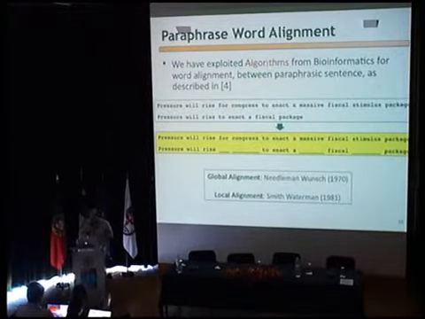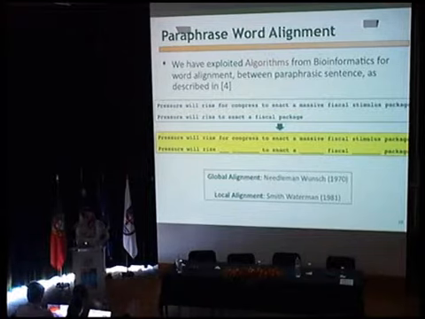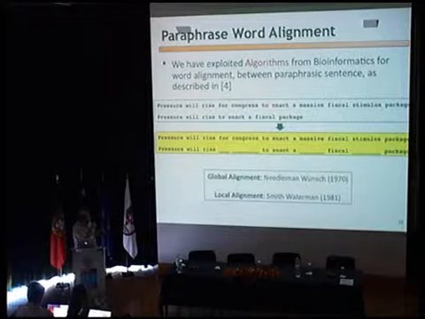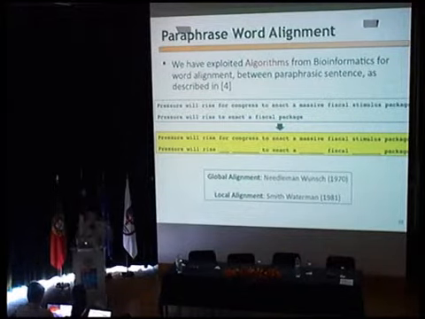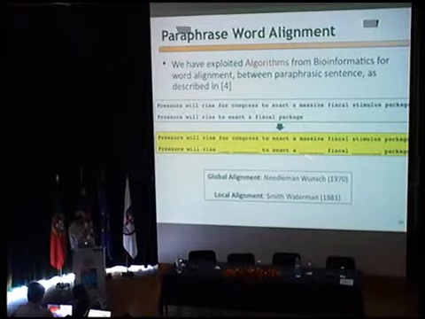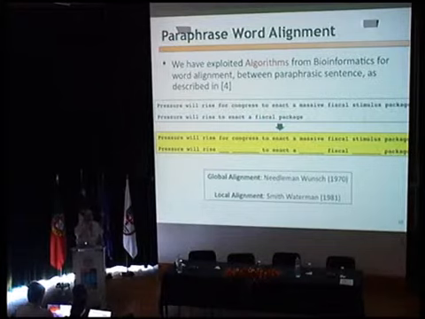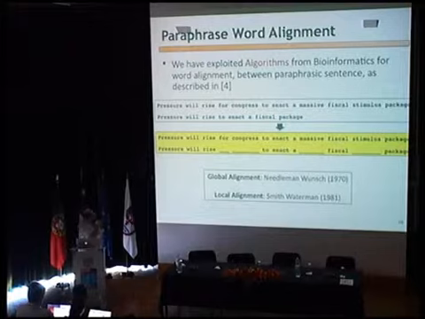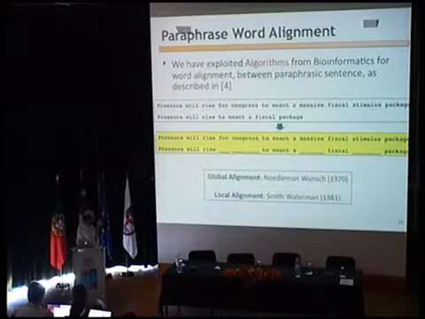So after extracting a huge number of asymmetrical paraphrases from web news texts, we employed alignment algorithms, which are normally used in bioinformatics for the alignment of DNA sequences. We have global alignment algorithms and local alignment algorithms. And we employ them to align the words of our sentences, as shown here.